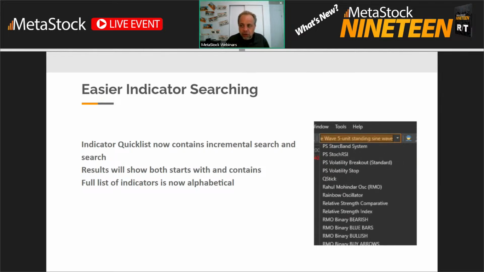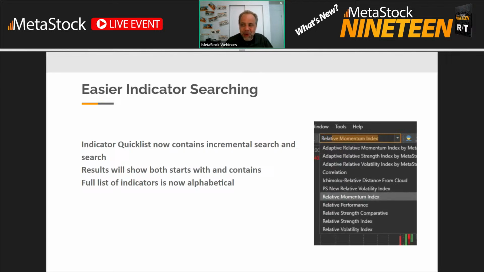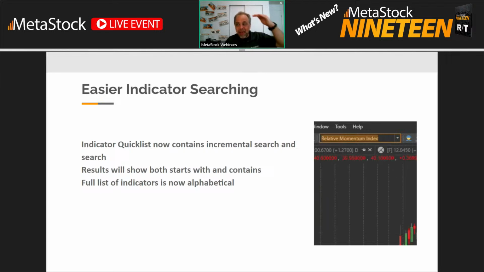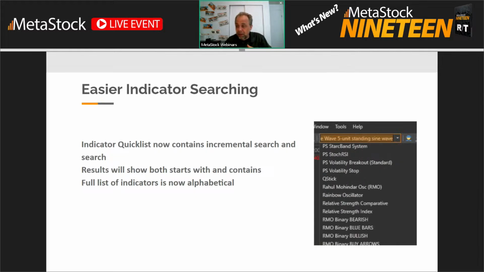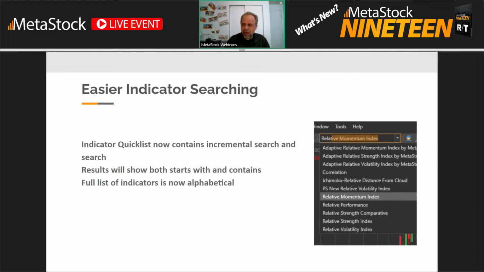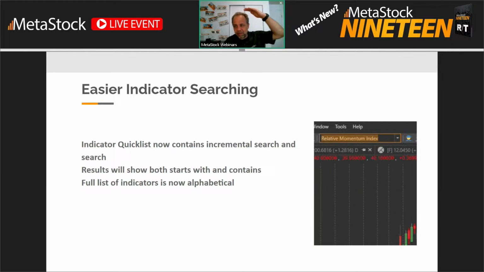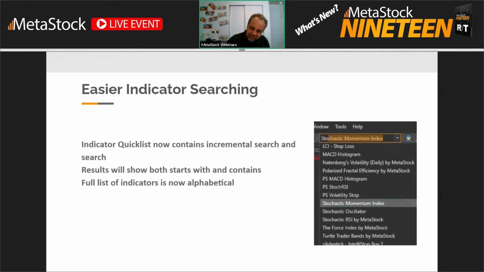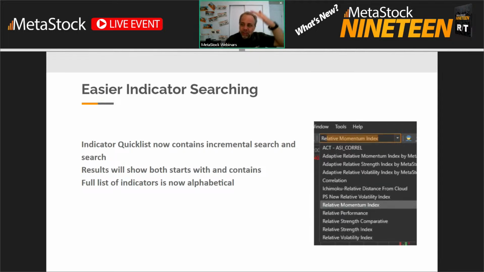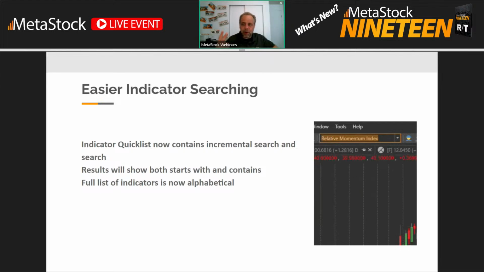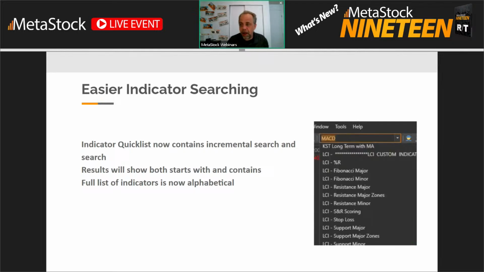One of my pet peeves with MetaStock was the indicator quick list, because you'd have all the built-in functions at the top, and then any functions that you made or installed below that. So everybody that had MetaStock would have a list that went A to Z, and then a list that started at A again and went to Z again, and it just didn't make a lot of sense. So we did away with that. And now it's just one alphabetical list. But they also made it a lot easier to find.